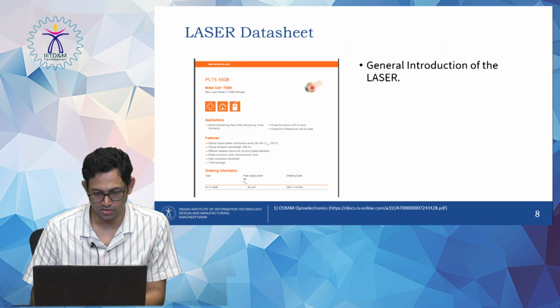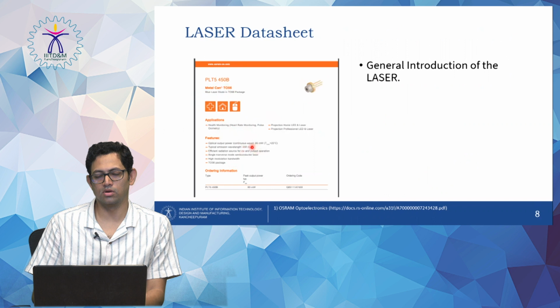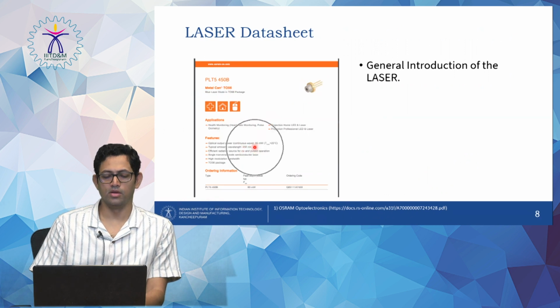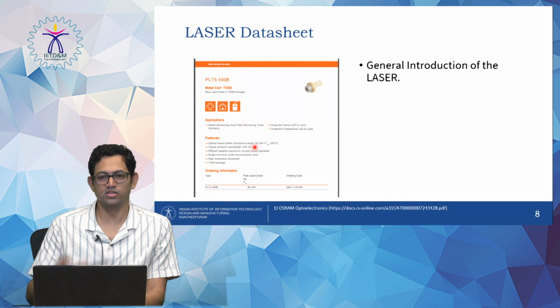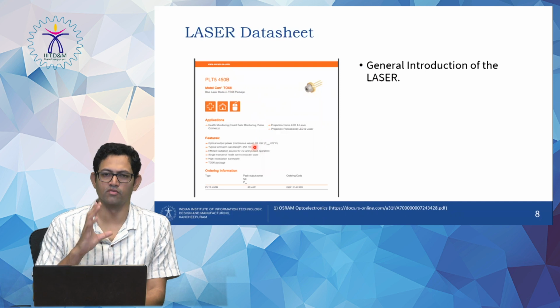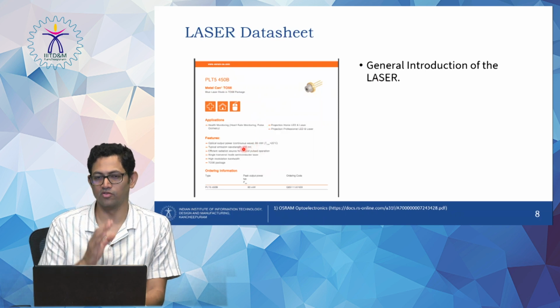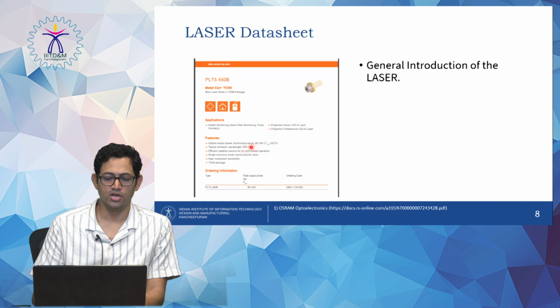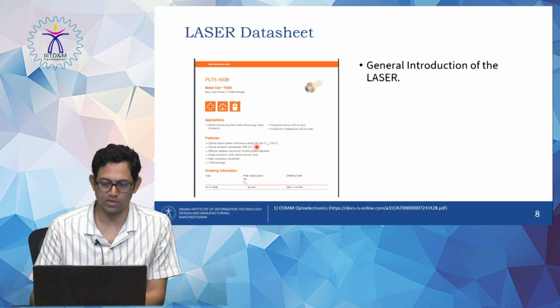Okay. It will also talk about the wavelength, which is very important, what is the typical wavelength. That is mentioned on the first page because it's a very important part when you're buying any optoelectronic components. So over here it's mentioned that the typical emitting wavelength is around 450 nanometers.